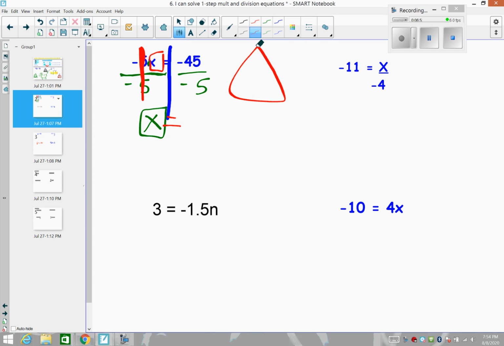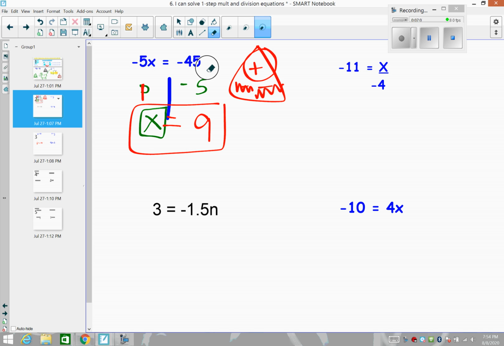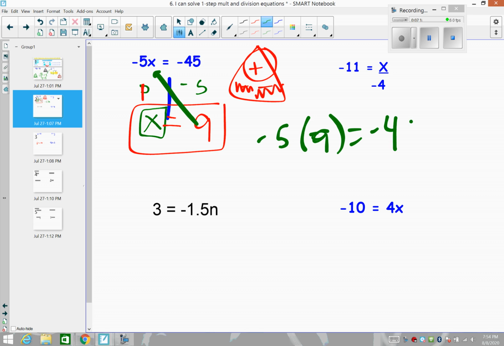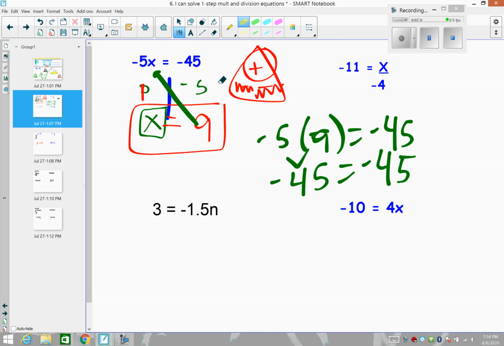On the right-hand side, then, we have a negative 45. We have a negative 5. So the result of that is positive 9. So let's do our check step. Do we have the correct solution? Substitution. Negative 5 multiplied by positive 9. Does that equal negative 45? Triangle. Negative 45, negative 45, yes. So then we are just verified that 9 is the solution for x.